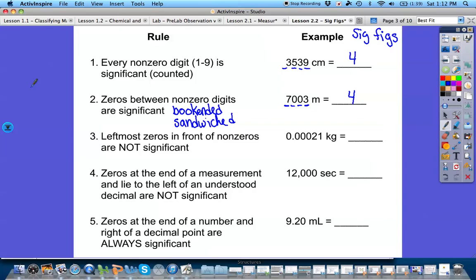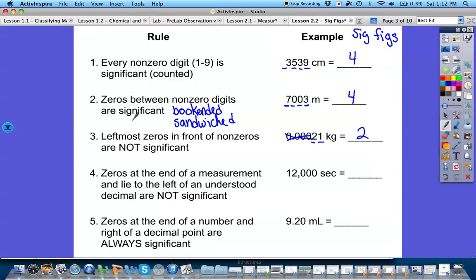The third rule states that leftmost zeros in front of non-zeros are not significant. So 0.00021 kilograms, these zeros are not significant. So just the 2 and the 1 are, giving us 2 sig figs.